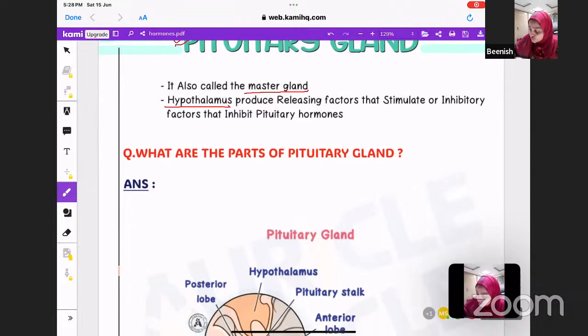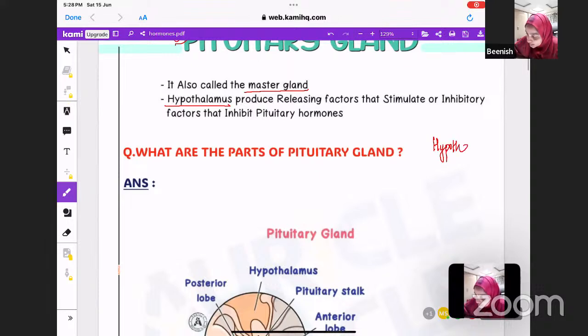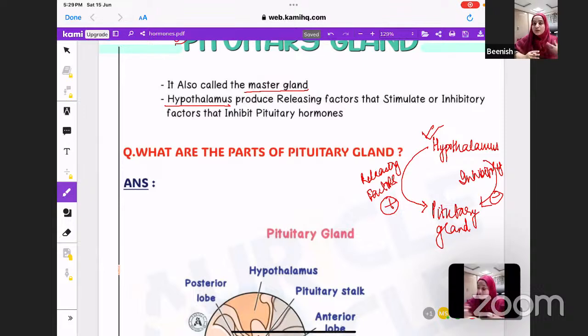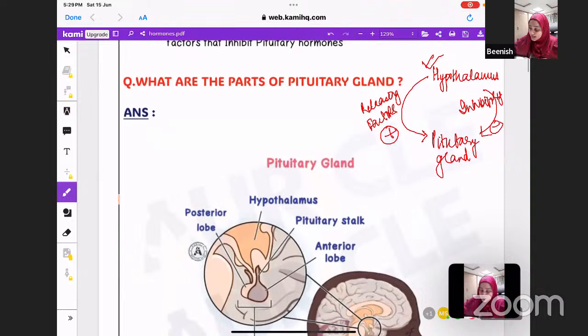If I draw it in the form of a flow chart, you have your hypothalamus. Your hypothalamus is secreting releasing factors, which are going to stimulate your pituitary. And also your hypothalamus is secreting inhibitory factors, which are going to inhibit your pituitary gland. So the secretions of the pituitary gland are in turn controlled by what? By the hypothalamus, which is secreting both releasing factors as well as inhibitory factors. Now, your hypothalamus on stimulation is going to produce stimulatory hormones.